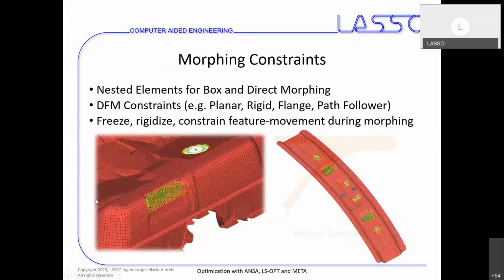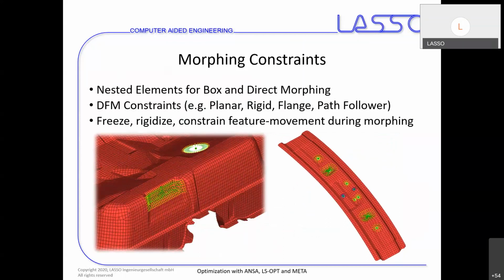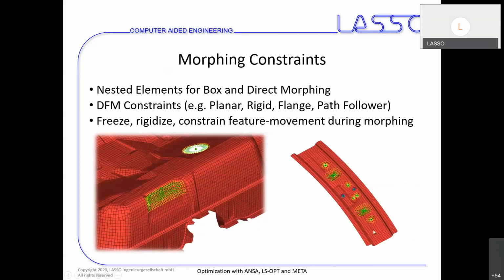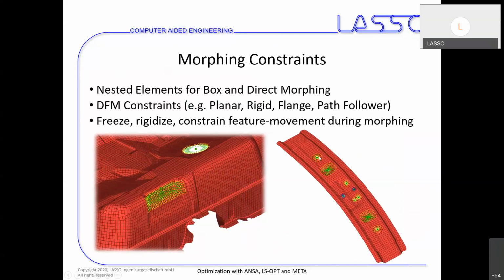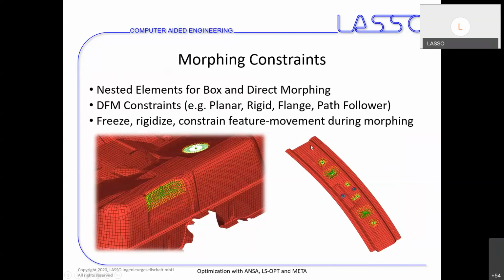Here we have some other examples. Here, this bead or this hole should not be morphed as a shape itself, but its location should follow the shape of the whole part. Or if you have such a cross member like we have seen in the roof example before, there are several holes. When we increase the width, the holes should keep their shape, but their position should change according to the size changed.